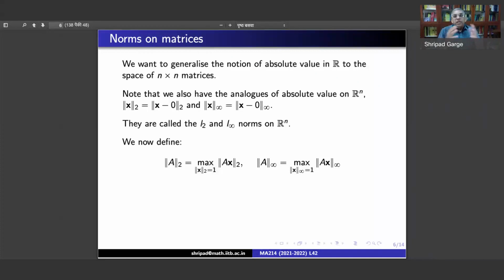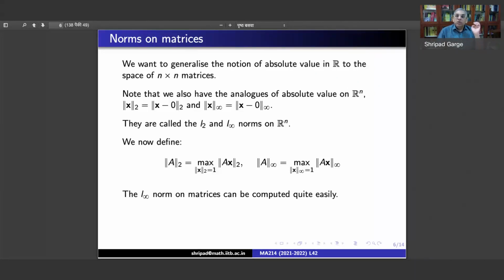Apply the matrix A to them, then you get various vectors in Rn. You take their L infinity norms, so you get various real numbers, and now take the maximum. You define that to be the L infinity norm of your capital A. So there are these two norms.